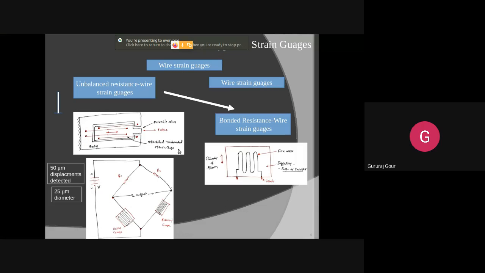Here you can see the force is applied linearly. When you apply this force linearly, it results in movement of the movable arm, and because of that movement, the wires attached to the arm and the body will be correspondingly stretched or compressed.